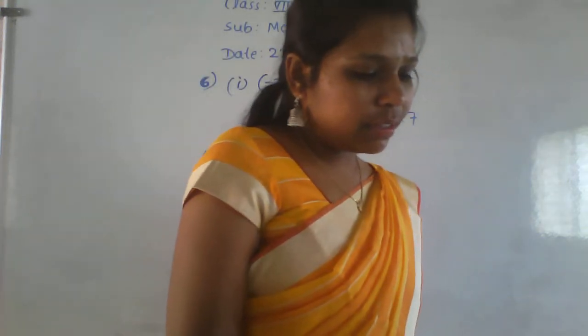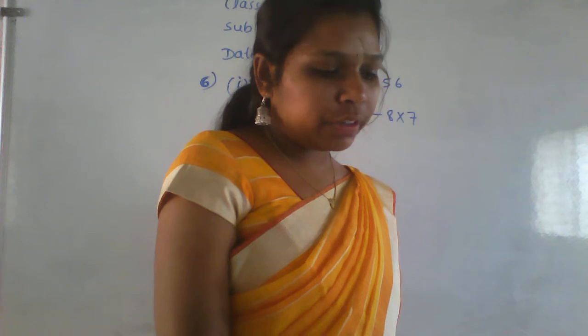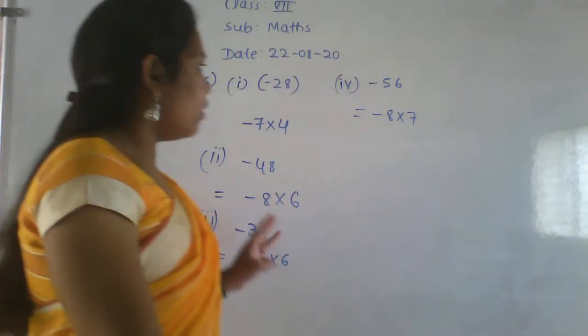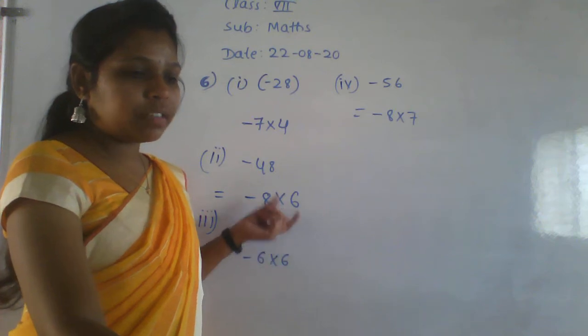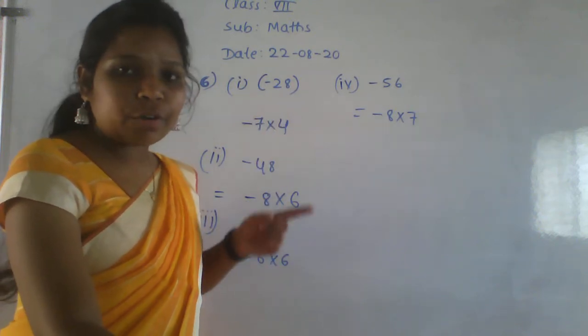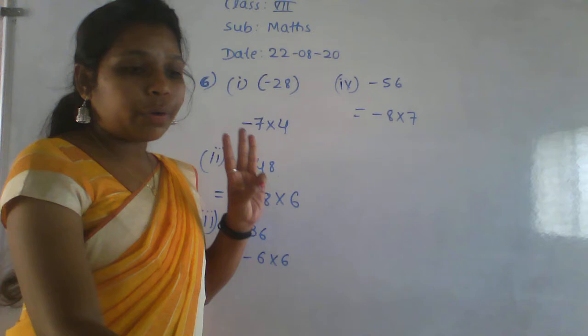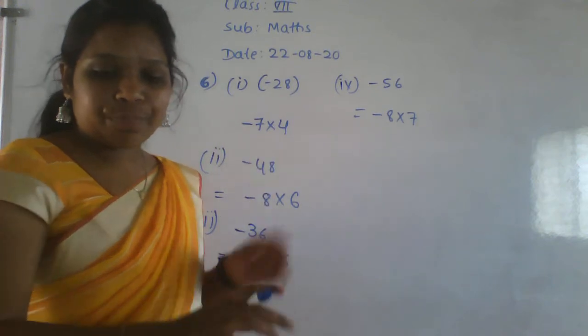Next, the seventh main is express the following as a product of three factors. Here we expressed in two factors. In the next main we have to express the given number as the product of three numbers. That is, you have to take three factors here.